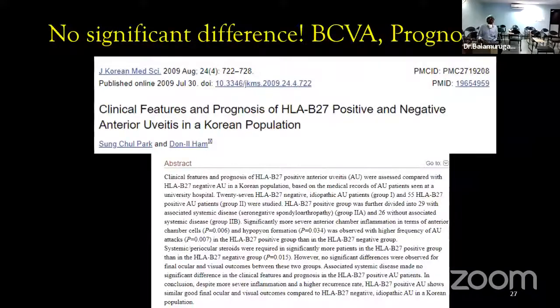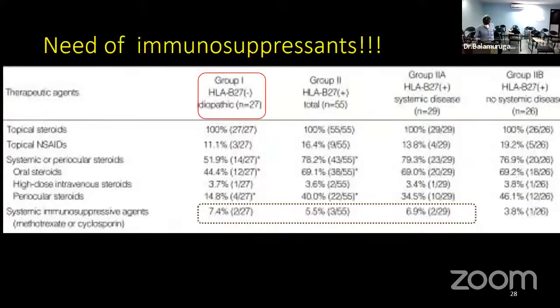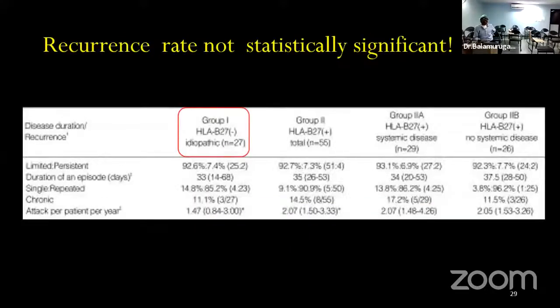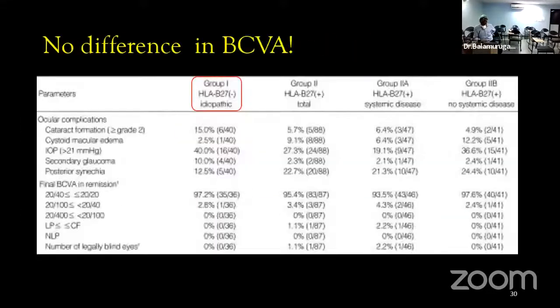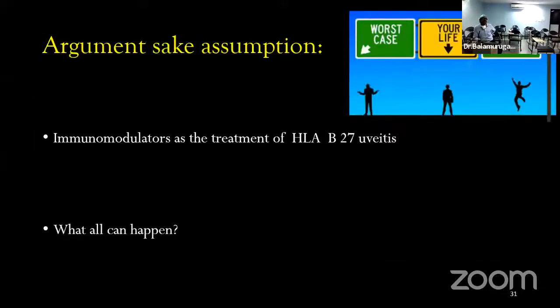It says that there is no significant difference in the BCVA and the prognosis. It is a cross-sectional study. Group 1 is B27 negative, group 2 is positive. Look at the need for immunosuppression: 5.5% in B27 positive, and even in the subtype with systemic association, it's 6.9%, less than the 7.4%. The recurrence rate is not statistically significant, and there is no difference in the BCVA.